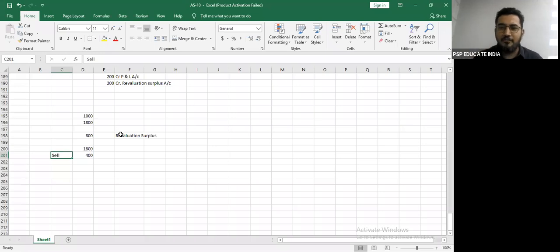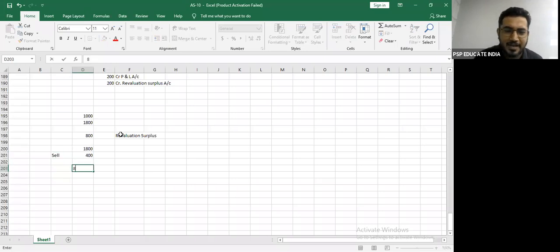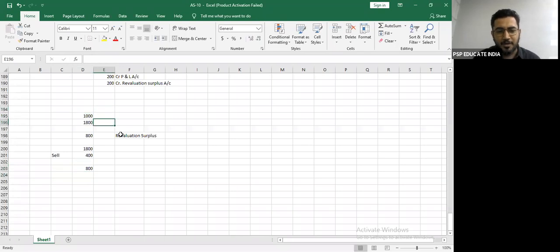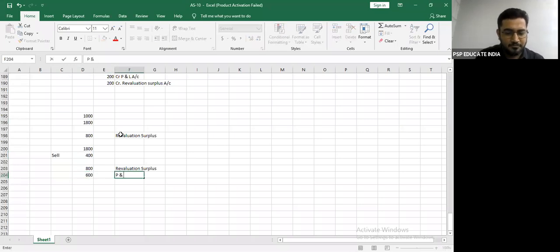Now, whenever you have a loss of 1400, you will first tell yourself that the correct value was 1000, I increased it from 1000 to 1800, so where did the 800 go? Revaluation surplus. Now when I am selling, how much is the loss? 1400. Out of that 1400, first 800 you will adjust from revaluation surplus. And still if you are falling short, 600 will be adjusted from the profit and loss account.